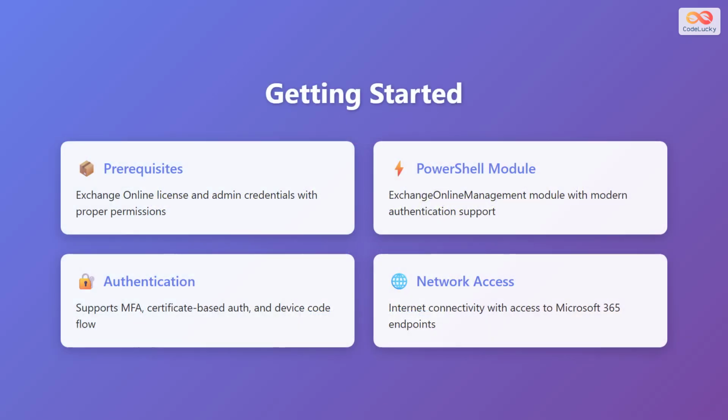Before you can start managing Exchange Online with PowerShell, you need to meet several prerequisites. First, you'll need an Exchange Online license and admin credentials with proper permissions to access your organization's mailboxes. Second, you must install the Exchange Online Management module, which provides modern authentication support, including multi-factor authentication. The authentication methods supported include MFA, certificate-based authentication, and device code flow for secure connections. Finally, ensure you have internet connectivity with access to Microsoft 365 endpoints, as PowerShell communicates with Exchange Online through secure HTTPS connections.